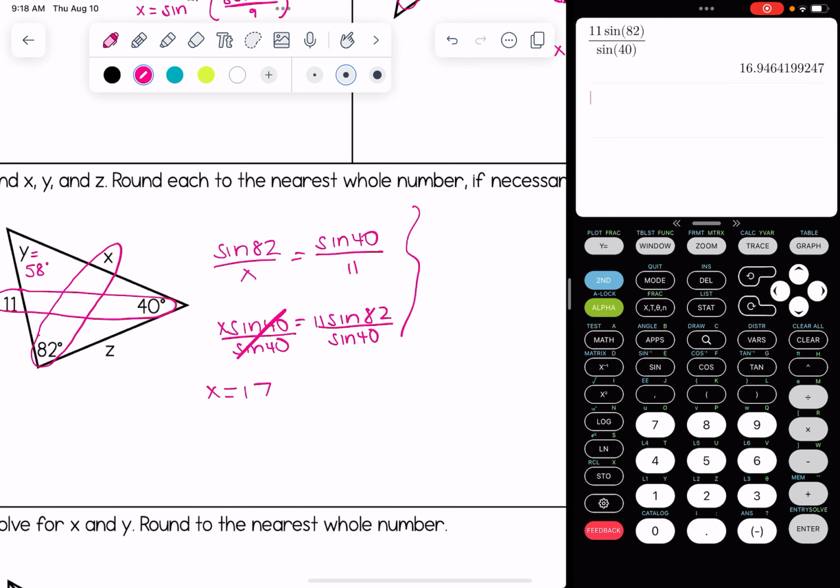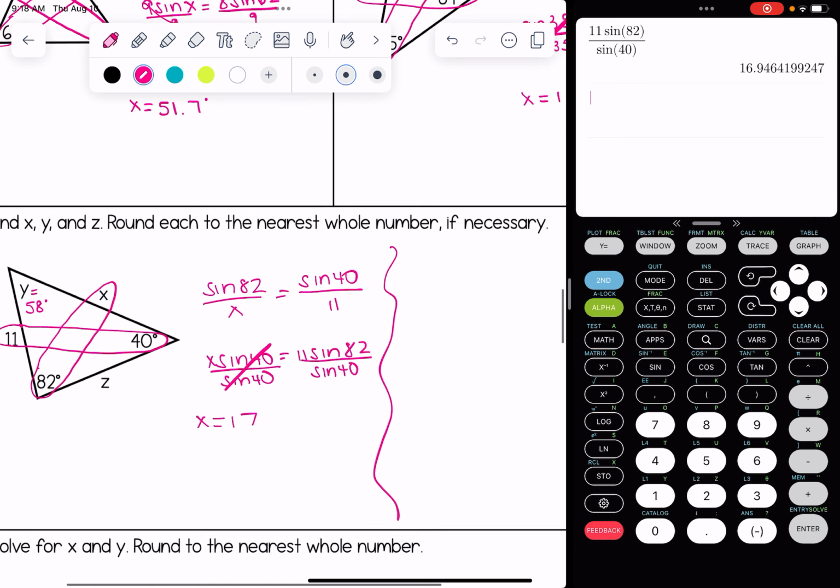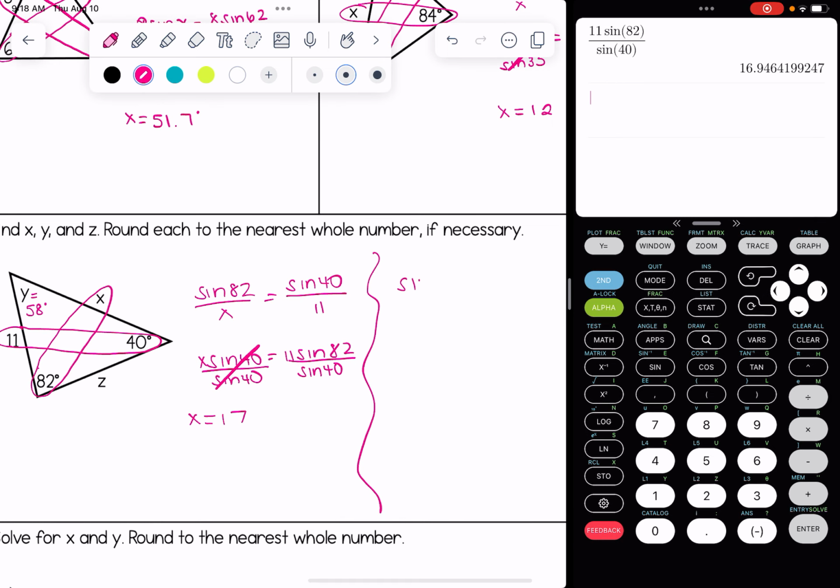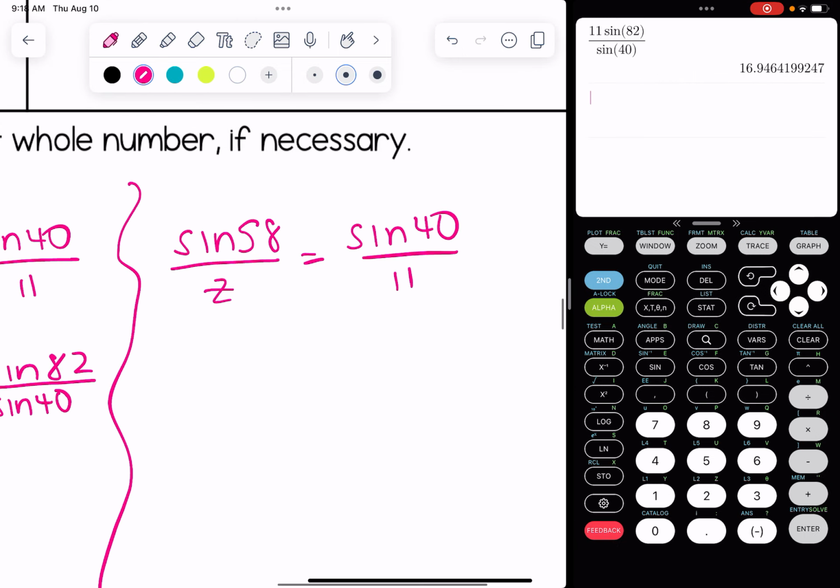All right, now I need to find the measure of z. So I know that the sine of 58 over z, and I can use the 82 and x since we found x, but I'm going to choose to use the 11 and the 40 here. So sine of 40 over 11, and I'm going to cross multiply now.